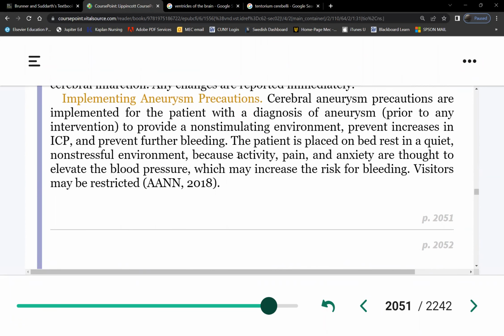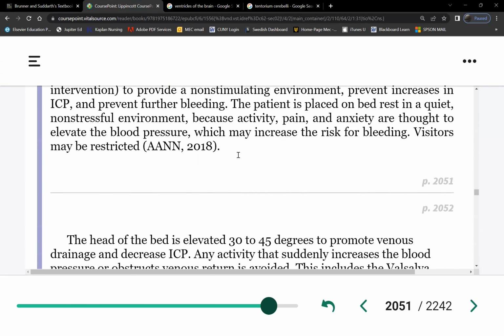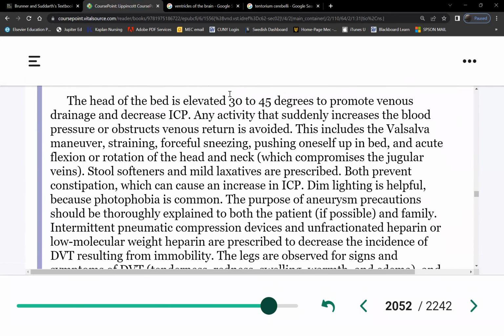Okay, let's start with the environment. We already understand 30 to 45 degrees. Another is you don't want them straining. So these patients will be placed on 300 milligrams of docusate sodium. The regular dose for stool softeners is 100 milligrams. So these patients will be on 300. Because we really don't want them doing any Valsalva maneuver.